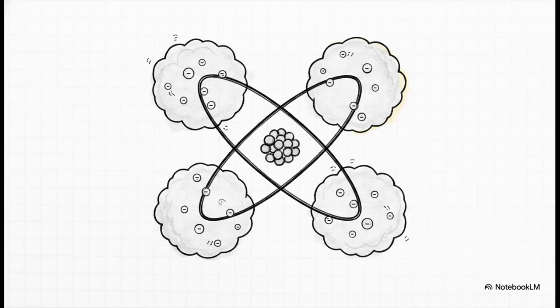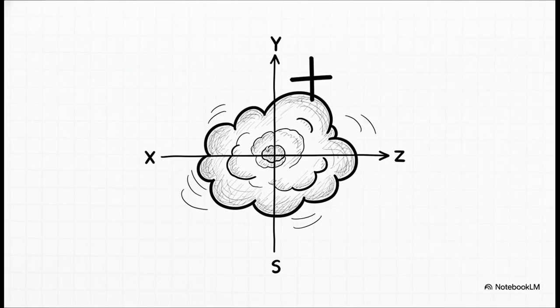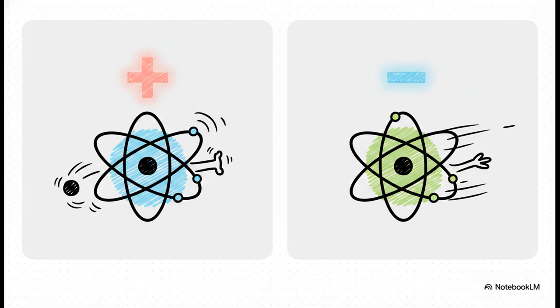Far outside that core, tiny negatively charged electrons are just buzzing around in probability clouds called orbitals. To map these chaotic clouds, chemists use 4 specific quantum numbers, detailing their exact energy and shape. Atoms can actually gain or lose outer electrons to become charged ions, either positive cations or negative anions.